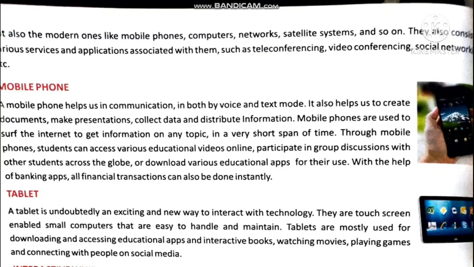Okay, tablets are mostly used for downloading and accessing educational apps and interactive books, watching movies, playing games. This I don't think I have to explain. Okay, then connecting with people on social media.